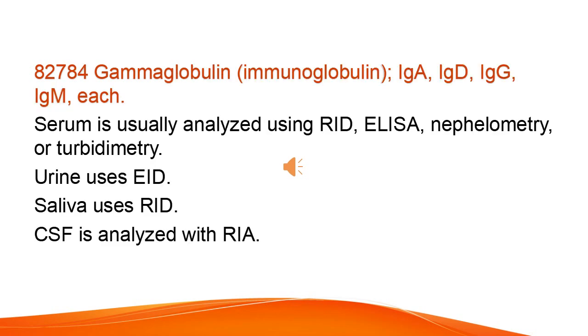Gammaglobulin, immunoglobulin, IgA, IgD, IgG, IgM, each. Serum is usually analyzed using RID, ELISA, nephelometry, or turbidimetry. Urine uses IDE. Saliva uses RID. CSF is analyzed with RIA.